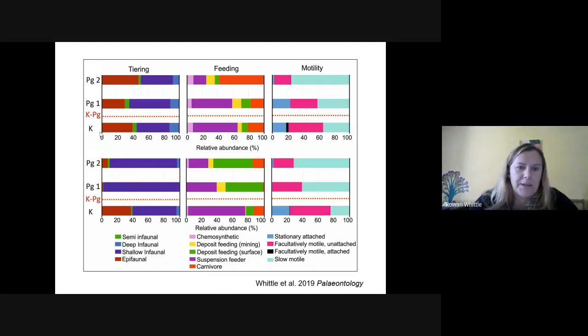Looking at the species numbers, we can see that there isn't much change over the KPG boundary and further up in the section, in terms of tiering, feeding or motility. The change is shown in the absolute abundance of specimens, because immediately after the KPG boundary, the unit is dominated by one or two species of really high abundance taxa, with one or two single specimens of epifauna. But then this starts to normalize back and recovers further up through the section.